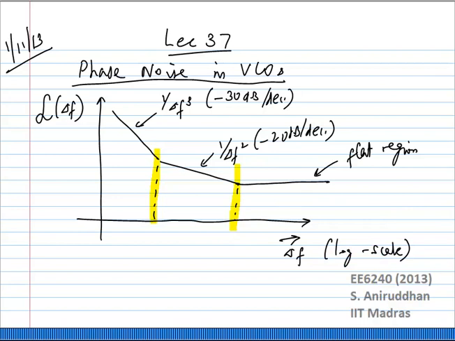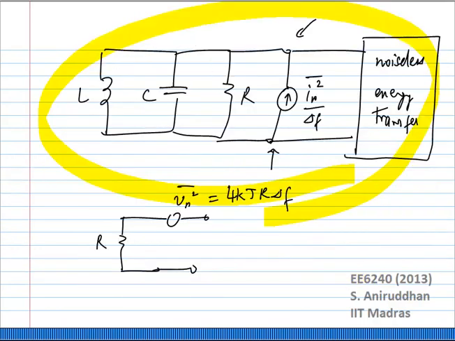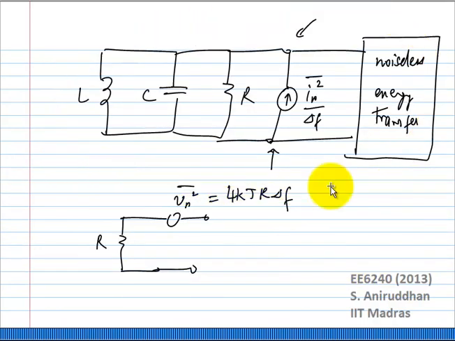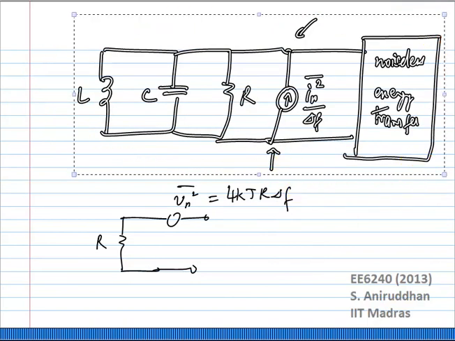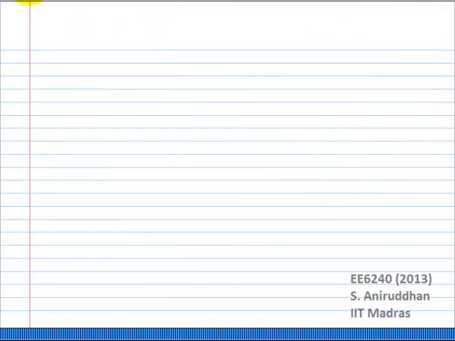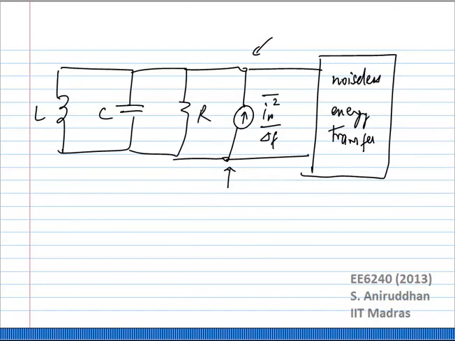Okay, so we started off with this model, so I'll just copy it again. We started off with this model of the oscillator, where you have the RLC tank. You have a noiseless energy transfer system, a noiseless energy restorer, if you want to call it that way, and you have the noise from either of these systems being represented by a current noise.